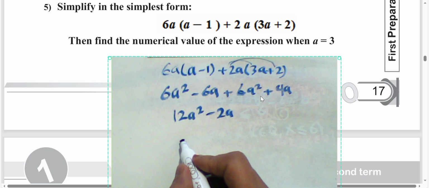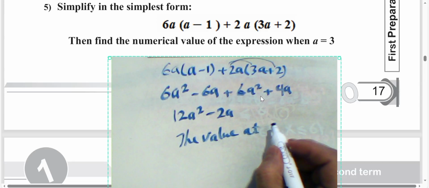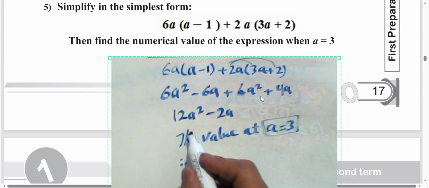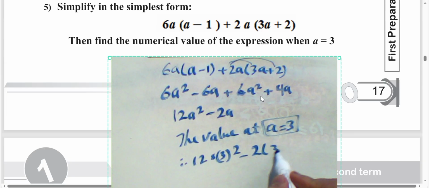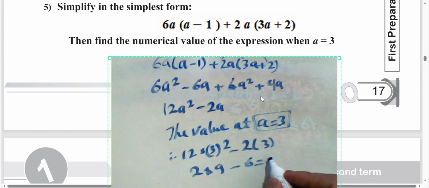Then we can find the value at a equal 3. 12 multiplied by a power 2, here put the value of a, 3 power 2, subtract 2 times 3. 3 power 2 is 9 and 2 times 3 is 6. Now we can find the answer. 12 times 9 equals 18. 18 minus 6 is 12. Understood? The last question here.